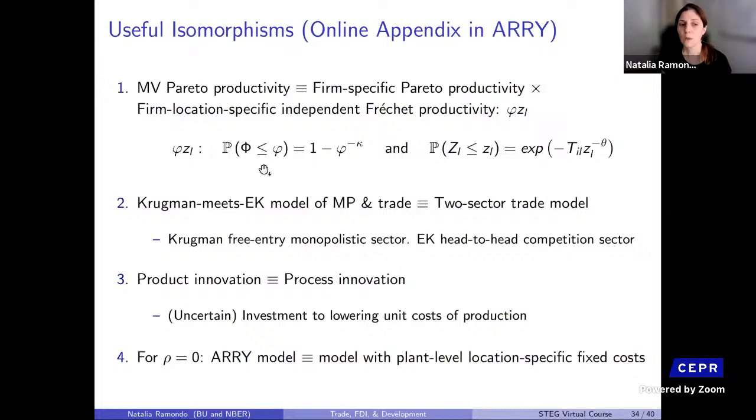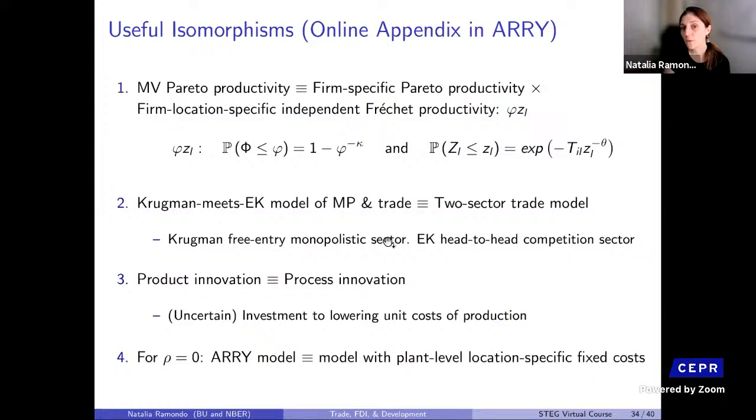The multivariate Pareto gives you maybe more flexibility. Here the phi introduces correlation because it's common within the firm, across locations, and then you have this c_l parameter. This, for instance, is the setup in Felix Tintelnot's job market paper, but they are equivalent. Then the other thing, which I think is interesting, is that this Krugman-type model of MP and trade is equivalent to a two-sector model, where one sector is Krugman, free entry monopolistic, and the other sector is EK head-to-head.